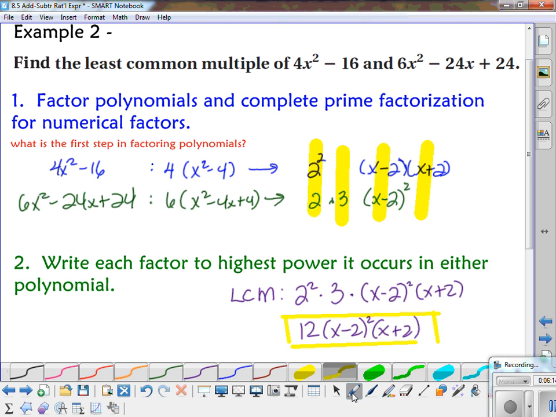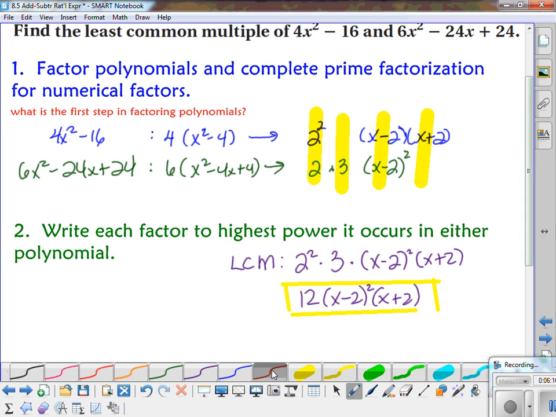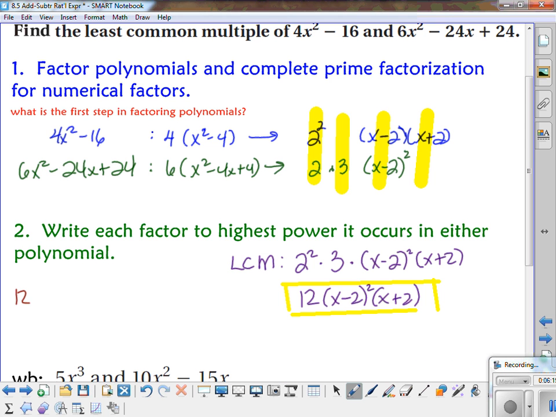To show you that they both divide into it, if I have 12 times x minus 2 squared times x plus 2, and I put my 2 squared and my x minus 2 and my x plus 2 on the bottom, is everything going to go away on the bottom? Can I divide all of those things into the top? I can, right? The 4 goes into 12 3 times. One of the x minus 2's goes away, and the x plus 2's go away, right?